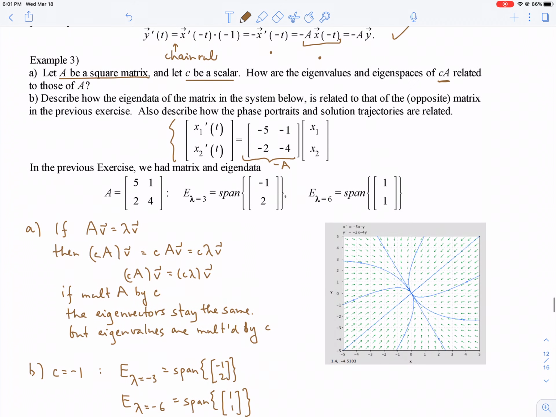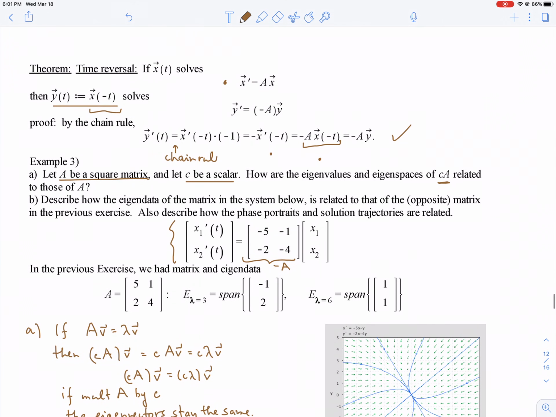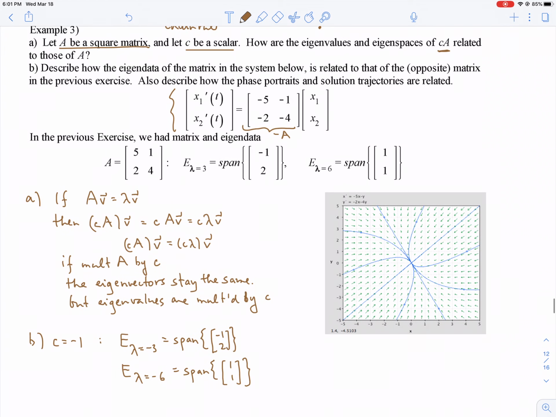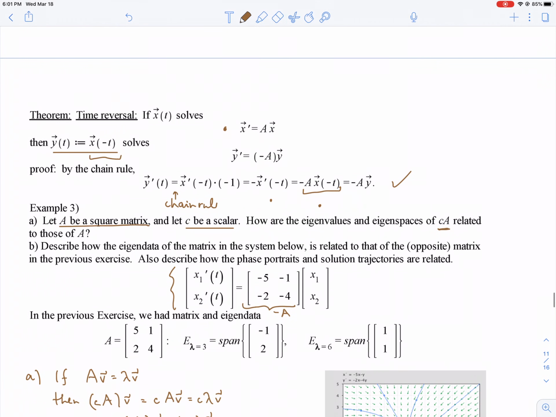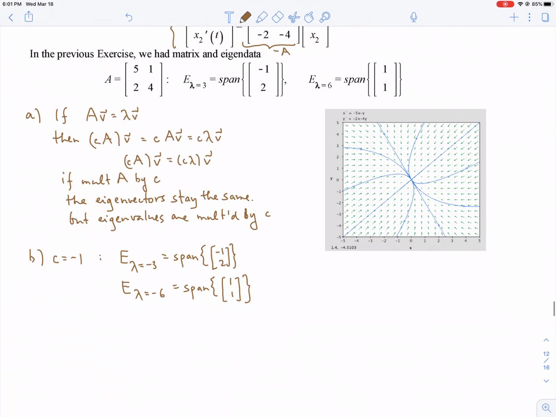And remember, in the chain rule theorem, we saw that we get the solutions just by replacing t with -t, or when we replace a with -a. And when we write down the solutions, which will be linear combinations, C1 times e to the -3t times -1, 2. Notice we replaced t with -t in the old formula, plus C2 e to the -6t times 1, 1.